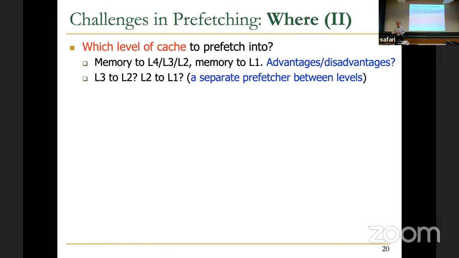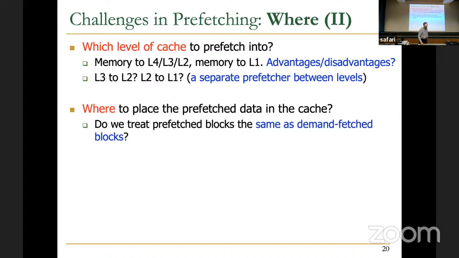The design decisions of L1 are dictated by the frequency of the processor. Basically, you cannot make L1 very large if your goal is to get the data very quickly. And then are there separate prefetchers between levels? You will see that existing systems actually have all sorts of prefetchers across all levels. Then there's the question of where do you place the prefetch data in the cache, right? This is another question that was asked.